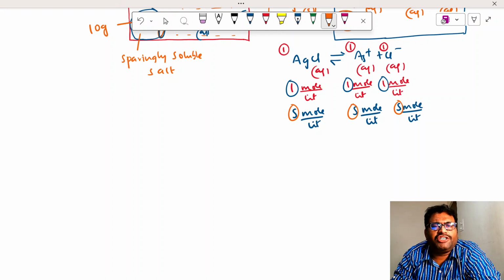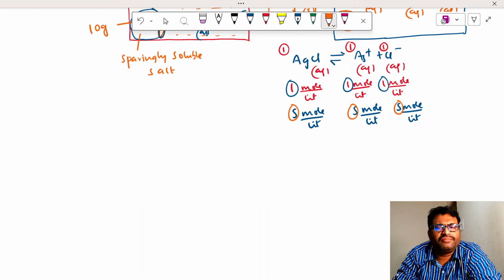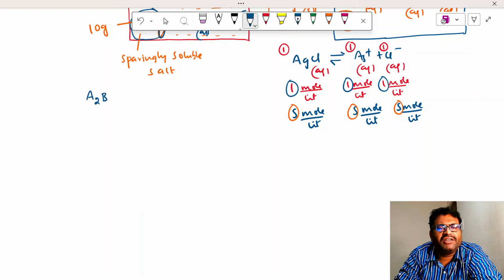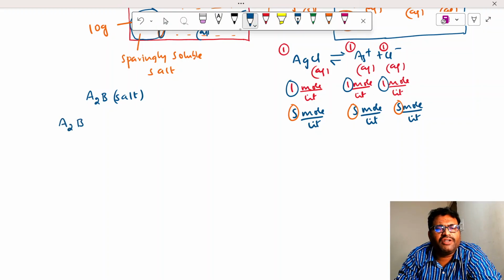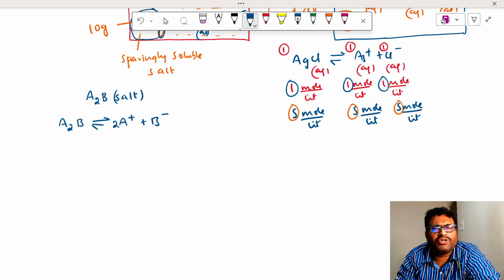Let us take Ag2CrO4, silver chromate. Or otherwise, in short form, let us take one more example. What I am taking is A2B, a sparingly soluble salt. Now A2B is a solid that dissolves, dissociating into 2A plus and B minus.